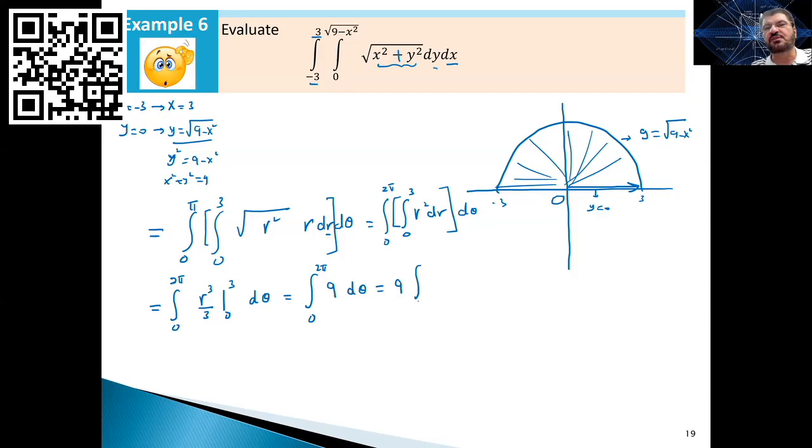Take the 9 out. 0 to pi d theta. We already know that this is pi. So the answer is 9 pi. This is exactly the result of the integration.